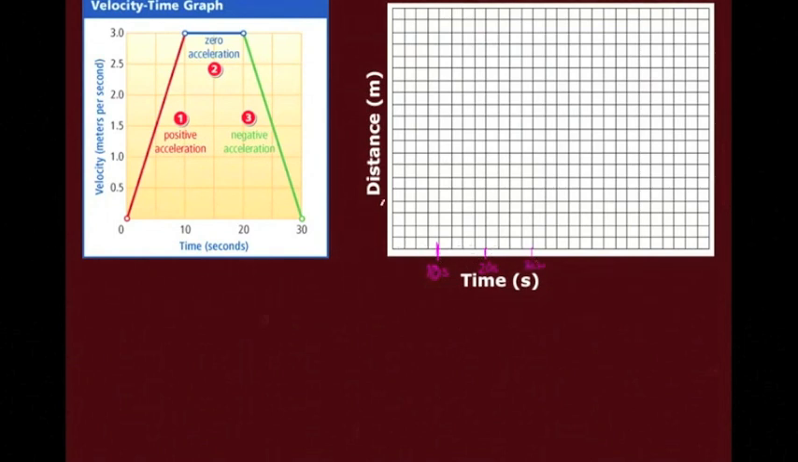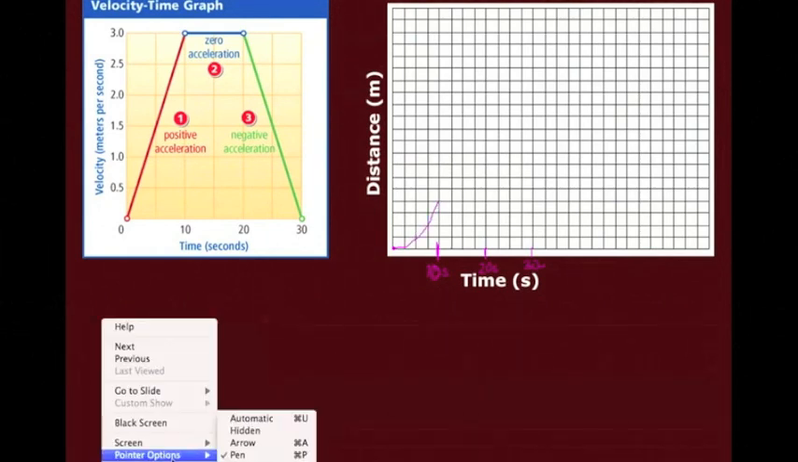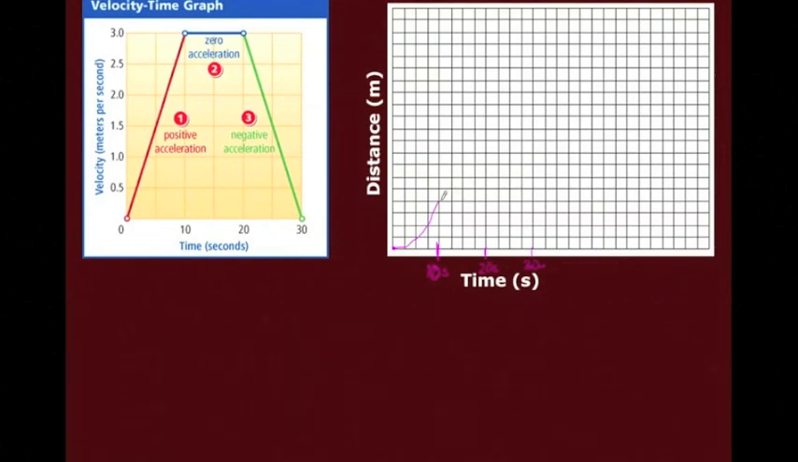In the first 10 seconds, you have positive acceleration. So you start at zero, and it's going to be a curved line. It's going to curve until you hit the 10-second mark. And then, at the 10-second mark, you have a change. You have zero acceleration for 10 seconds. So that line is going to be straight, and I'm going to try and draw it as straight as possible for 10 seconds.